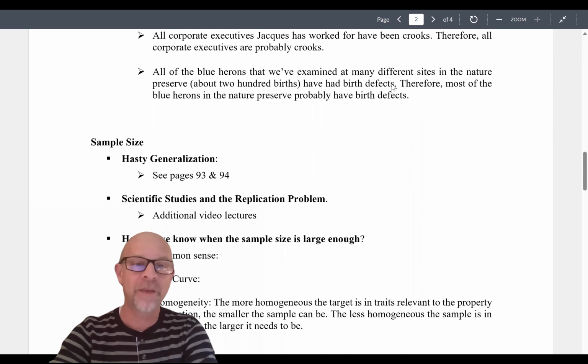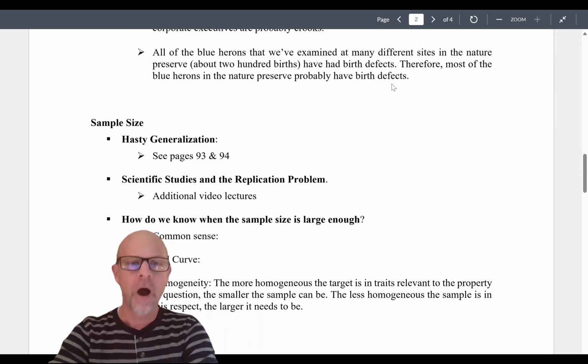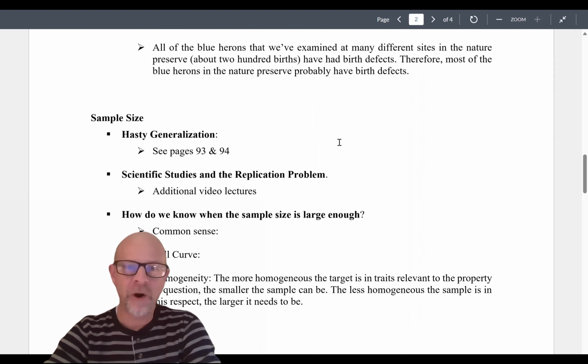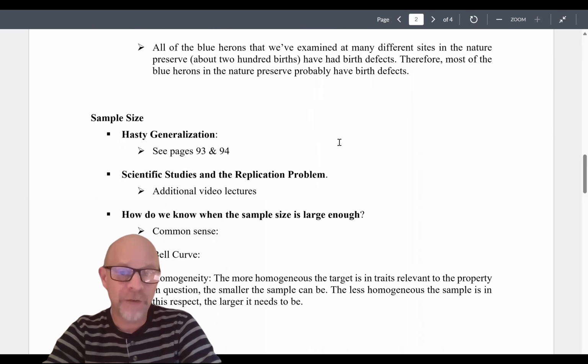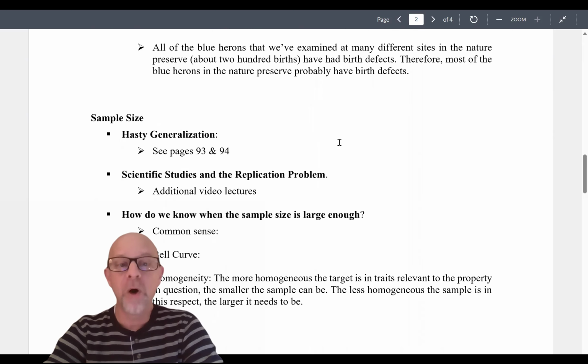Finally, the third argument that we get from the text here says, all right, well, notice that this particular argument has a typo. It should say birds rather than births. So I'll make sure to fix that for you. But the argument, either way, says all of the blue herons that we've examined in many different sites in the nature preserve, which is about 200 birds, not births, have had birth defects. Therefore, most of the blue herons in the nature preserve probably have birth defects.